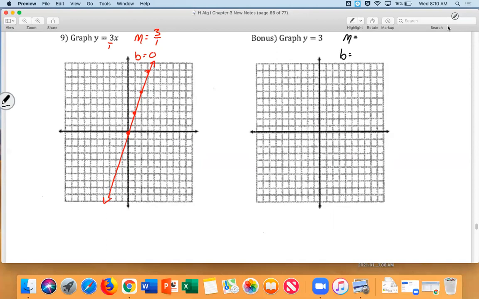Do I have an x here, Harshan? No, right? So if there are no x's, what number represents no? 0. So my slope is 0, but I have to write it as a fraction, so it's 0/1. That number is my y-intercept, because remember, your y-intercept is the number without the x. So we're going to start at 3, and then I go up 0 and to the right 1, up 0 to the right 1. So essentially, this is just a horizontal line.